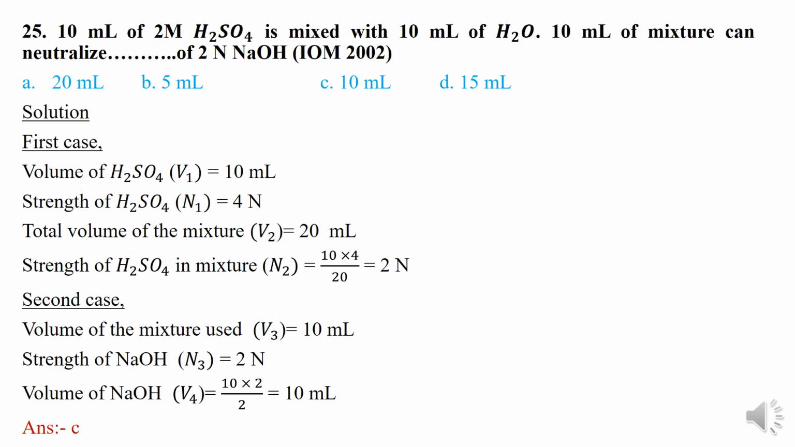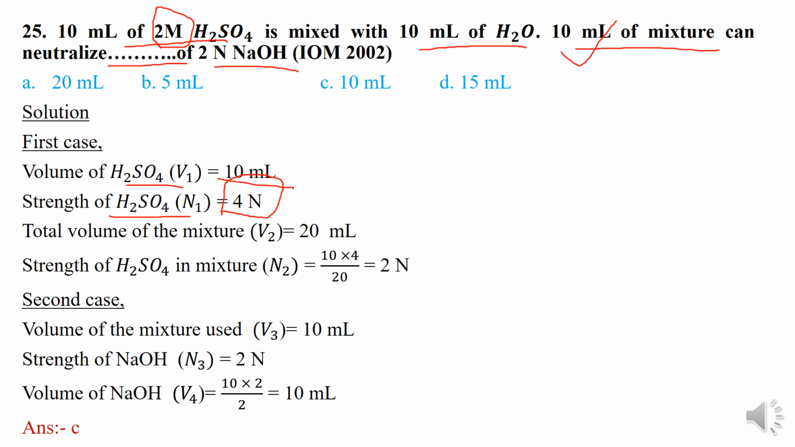Next question. 10 ml of 2 molar H2SO4 is mixed with 10 ml of H2O. Then 10 ml of the mixture can neutralize how much of 2 normal NaOH? We have to calculate the volume of NaOH that can be neutralized by 10 ml of the H2SO4 mixture. Volume of H2SO4 given is 10 ml. Strength of H2SO4 is 4 normal. Here 2 molar is given, so 2 molar is equal to 4 normal in case of H2SO4. I have already discussed this.